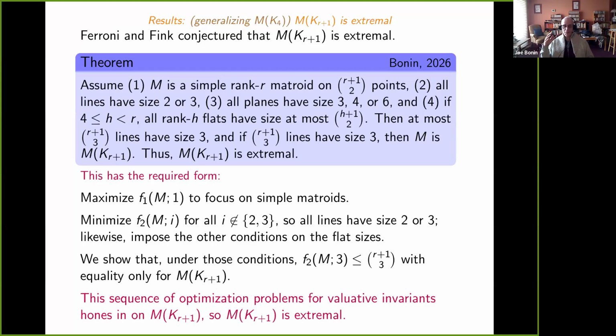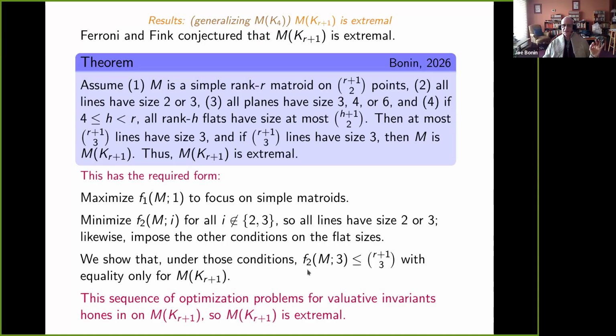Remember, their theorem is about optimizing a sequence of valuative invariants. I should say maximizing is the same as minimizing. F is valuative if and only if minus F is. So whether we maximize or minimize, it's fine. Maximizing the number of size 1, rank 1 flats focuses on simple matroids. Then we have these conditions that all lines have size 2 or 3. Great, minimize the number of lines of other sizes. That gets all of your lines down to those sizes. Similarly, for our restrictions on planes, just minimize the number of planes of other sizes.